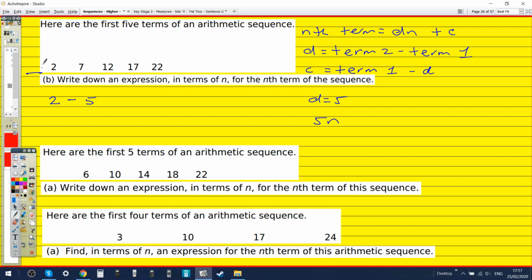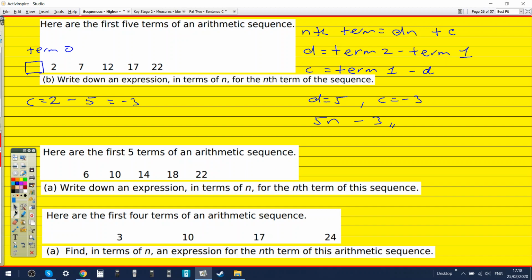So it's like if there was a term 0, what would that be? 2 minus 5 is minus 3. Yes. And so d is 5, c is minus 3, and so it's 5n minus 3. That's how you do it. You find term 2 take away term 1 for the difference, and then term 1 take away d for the constant. So try the next one.